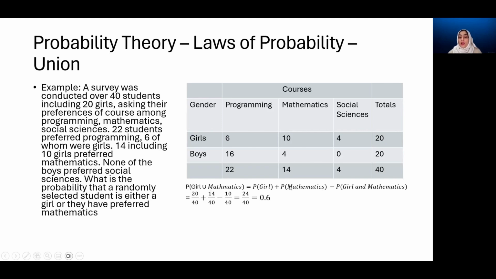Then we also know that the probability of preferring mathematics is 14 out of 40. So we put this value here. And the joint probability of being a girl and preferring mathematics is given in this column, which is 10 by 40. So we apply this probability law of addition and compute the values, which gives us 24 over 40, which is 0.6. So there is a 60% chance that a randomly picked student is either a girl or they have preferred mathematics.